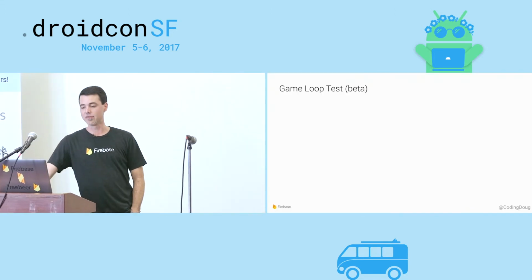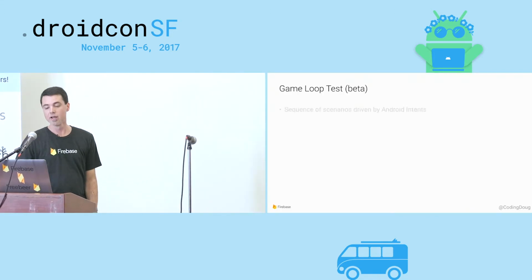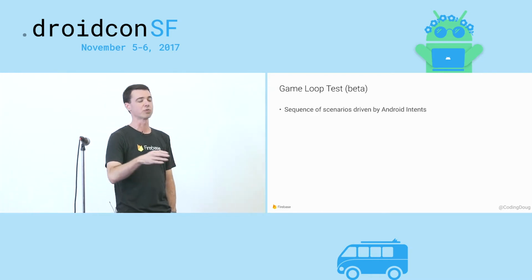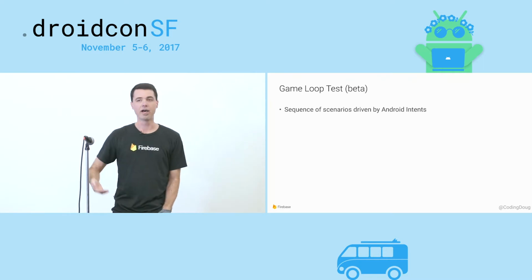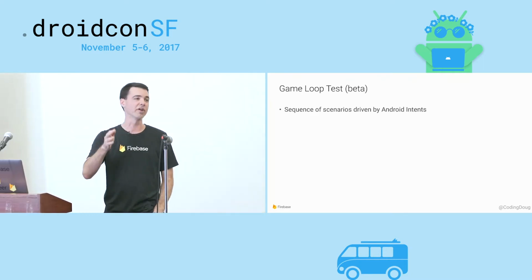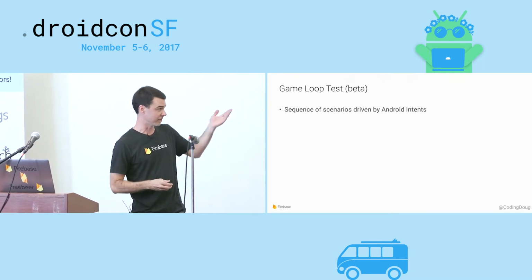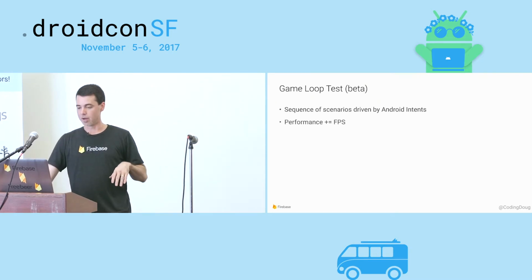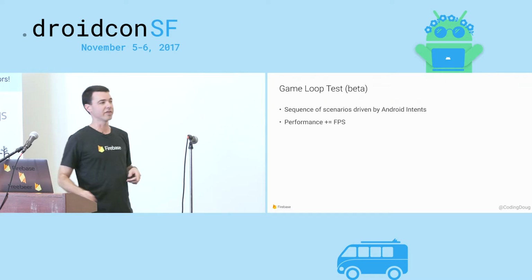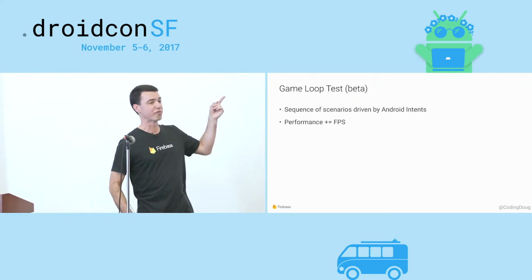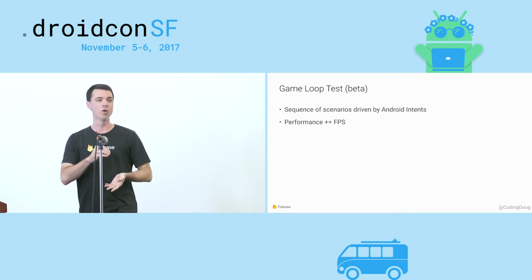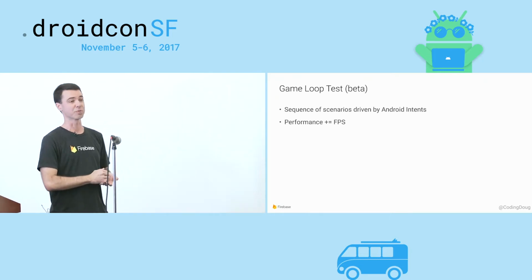So there's something called the game loop test, which is currently in beta. Basically, you create a series of scenarios, and those scenarios will be invoked by intents. In your manifest, you say how many different scenarios you're advertising to the system. The system will systematically invoke them and run through them. If you do a game loop test, you'll also get an additional performance log for frames per second, which is, of course, big for games. Games want to be running at a nice, smooth 60 frames per second.